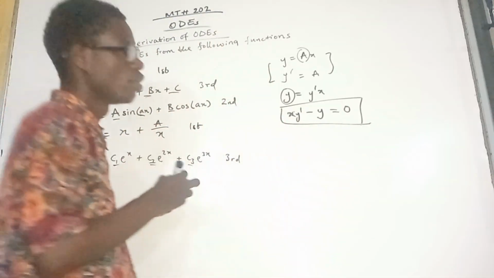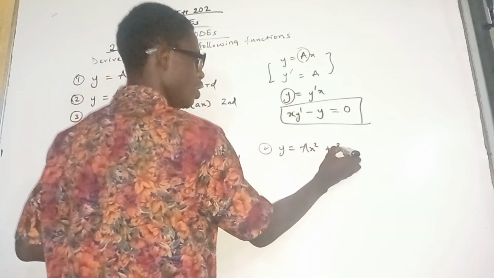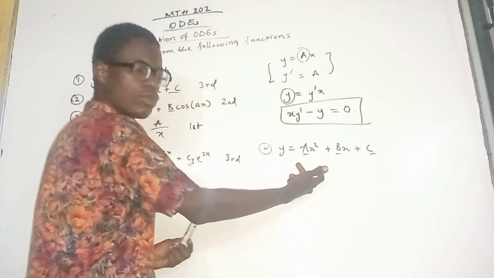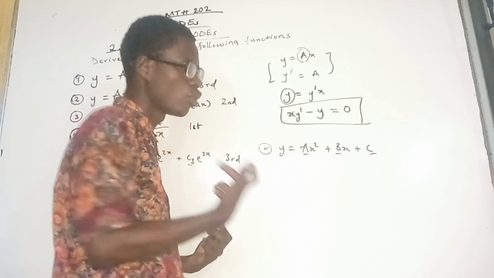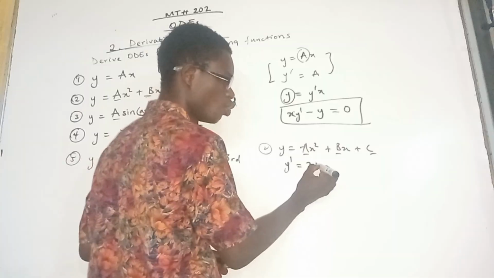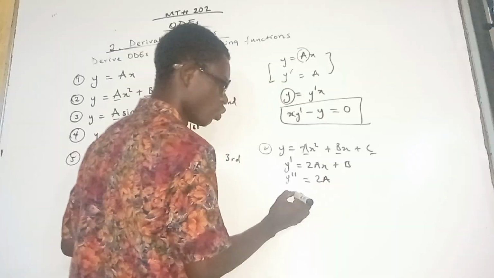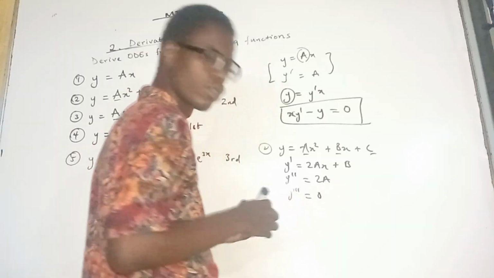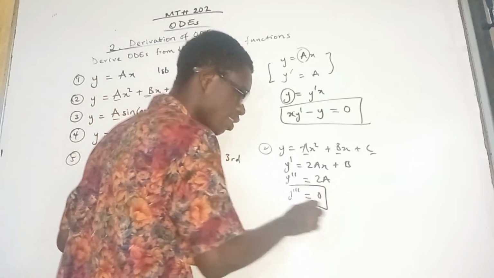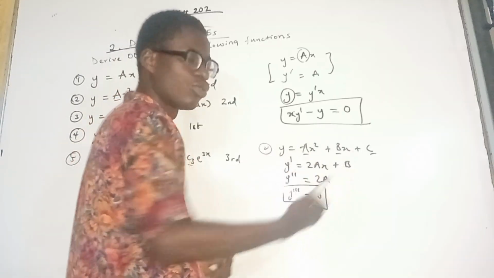That's all. Going to the second one, I have y equals ax squared plus bx plus c. So this is a third order ODE, right? What I'm going to get out of this will be a third order ODE. So I differentiate this thrice. The first derivative gives me 2ax plus b, the second 2a, and the third 0. So basically, what I have here is a third order ODE, and this will be my final answer. I don't need to substitute anything. Since my final ODE is 0, this is going to be 0.